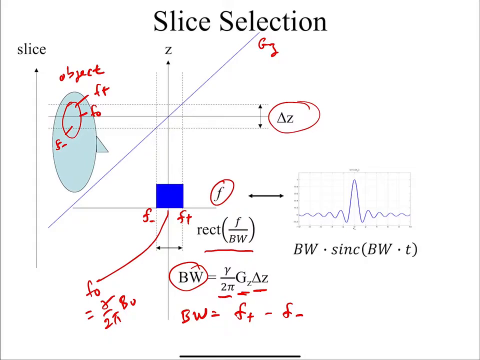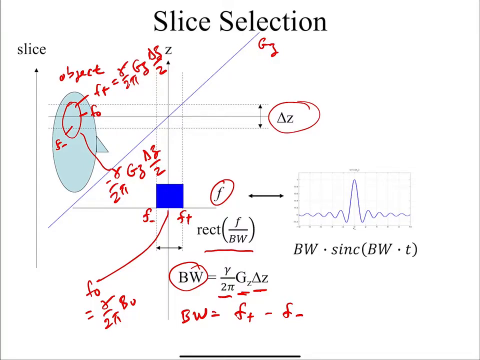Okay? Because remember, this delta is going to have its frequency be gamma over 2 pi gz delta z over 2, and relatively, minus gamma over 2 pi gz delta z over 2. Because gz times the distance, the offset, is what gives you the incremental magnetic field.